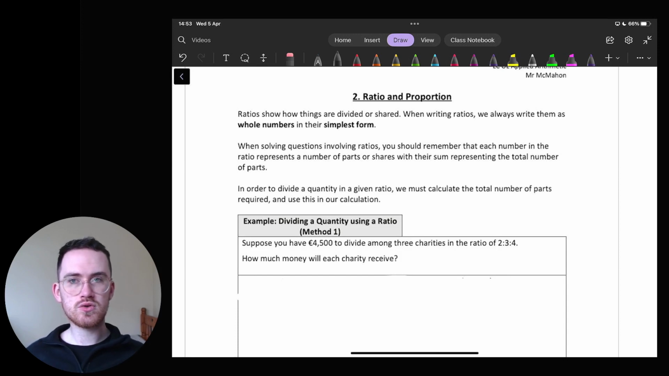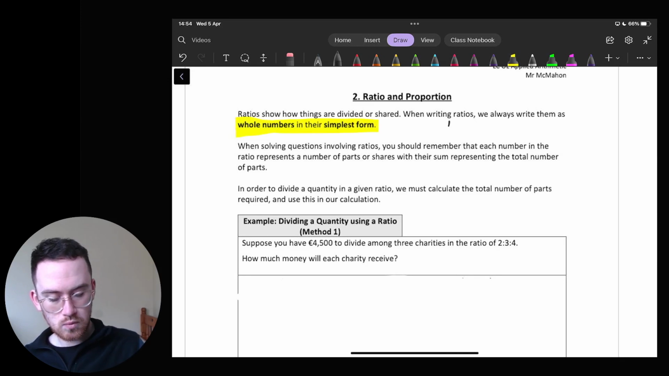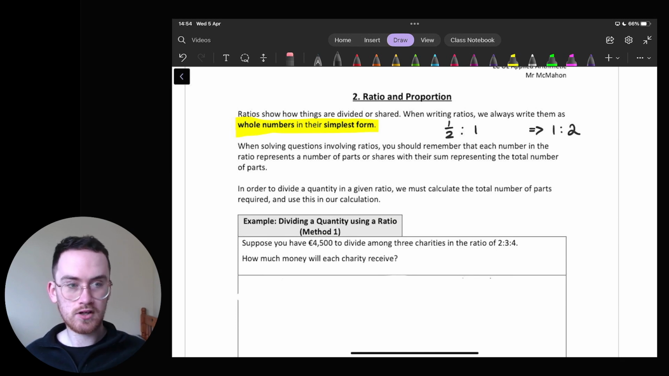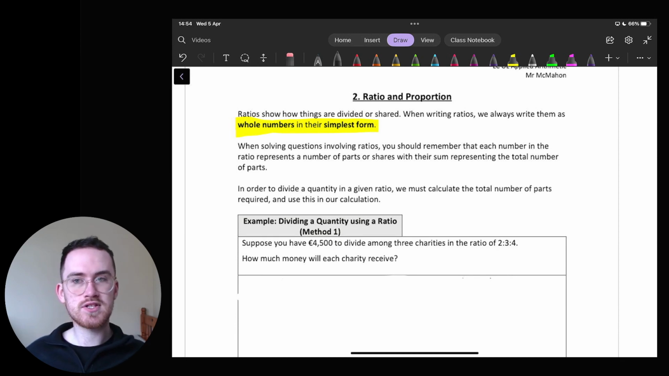Okay, but it also comes up if I'm dividing out a prize and maybe you get 3 times what I get and things like that. And when we're writing a ratio, we're always going to write them in their simplest form and as whole numbers. So we wouldn't write a ratio as 1/2 is to 1, for example. We would write it maybe as 1:2. We would write it as whole numbers in their simplest form.